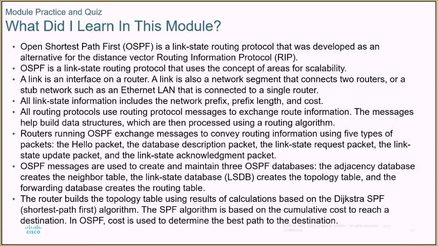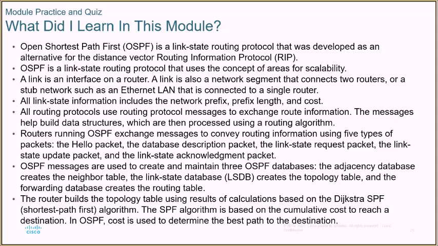Okay, so all routing protocols use routing protocol messages to exchange route information. The messages help build data structures, which are then processed using a routing algorithm. Routers running OSPF exchange messages to convey routing information using 5 types of packets. So there's hello packets, database description, link state requests, link state updates, and acknowledgements. OSPF messages are used to create and maintain the OSPF databases.